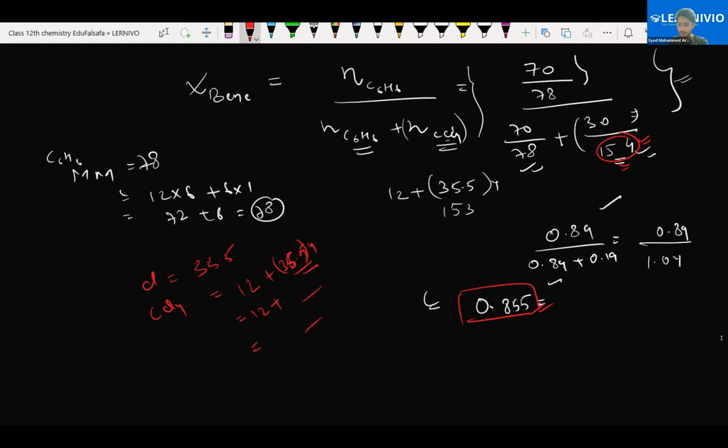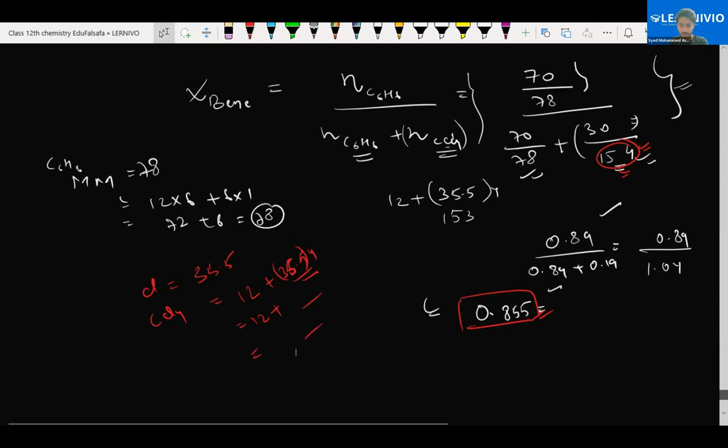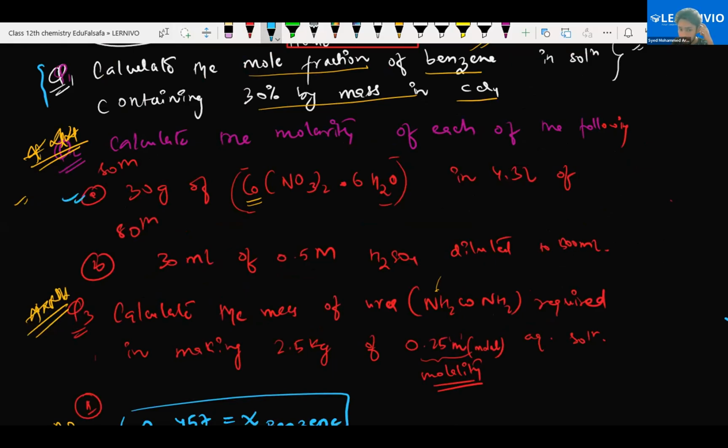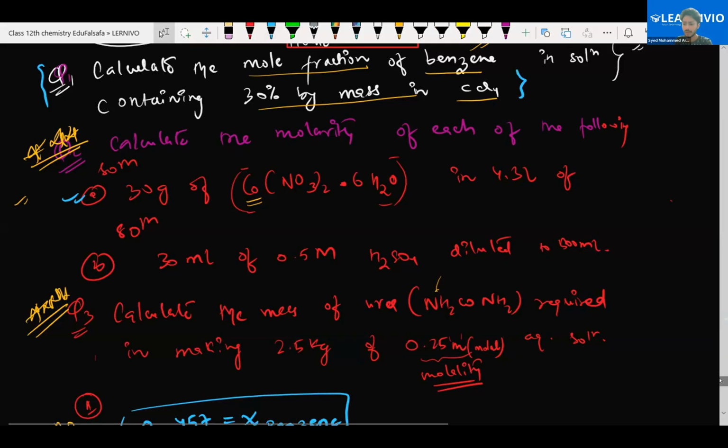Yes, sir. Okay. So now the next question which is asked to you is to calculate the molarity of each of the following. So the first part is that the doubt comes. Sir, are we supposed to calculate the moles of carbon tetrachloride also? Like, if you find the mole fraction, yeah, you just need to subtract this by 1.